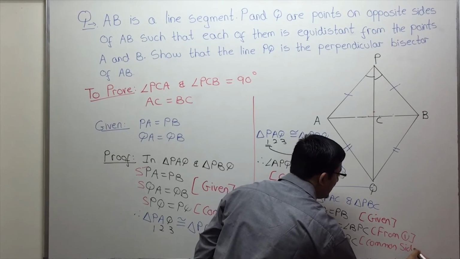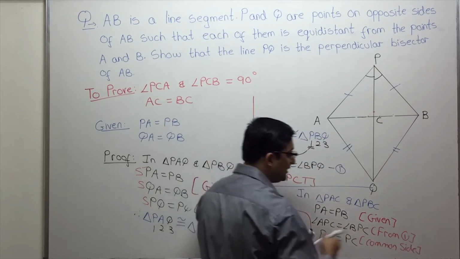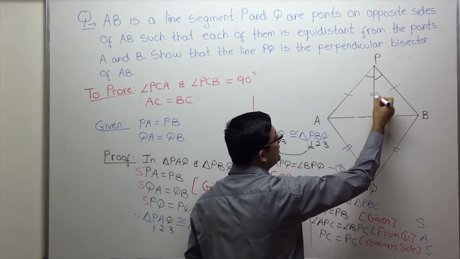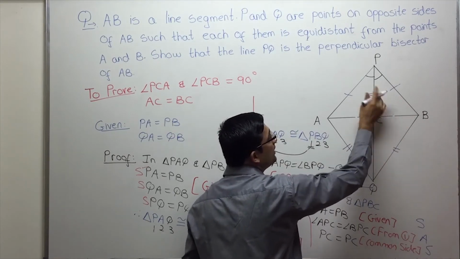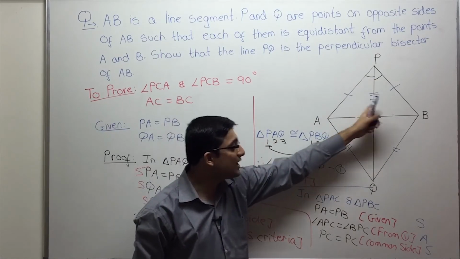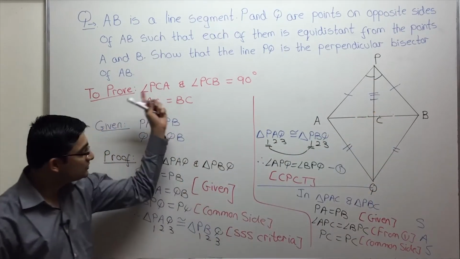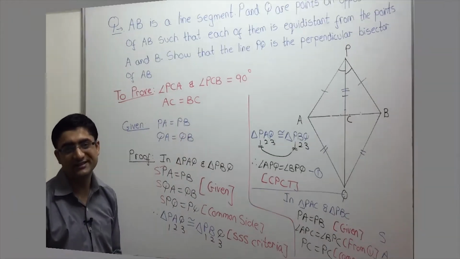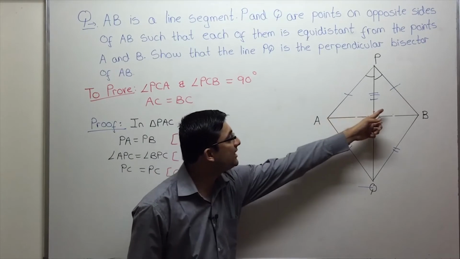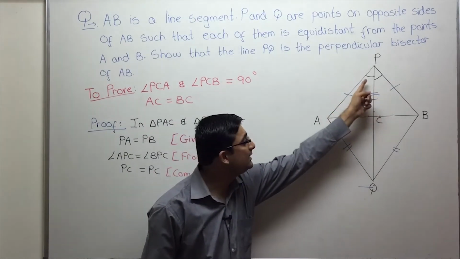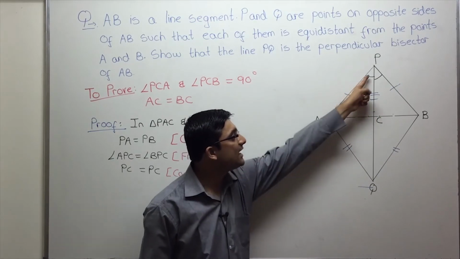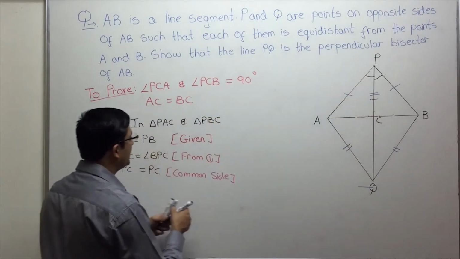So what is the criteria we have used over here? We have used the criteria side, angle, side. So in two triangles, if two corresponding sides are equal and the included angle is also equal, the two triangles are congruent. Hence this triangle is congruent to this triangle. So let me rub this off and then we'll continue it over here. So continuing our proof, I wrote it again. In triangle PAC and triangle PBC, PA is equal to PB. These two angles are equal and PC is the common side. So by side, angle, side criteria, the two triangles are congruent.